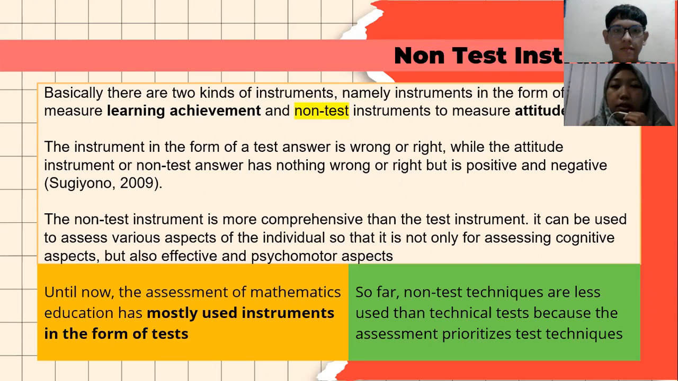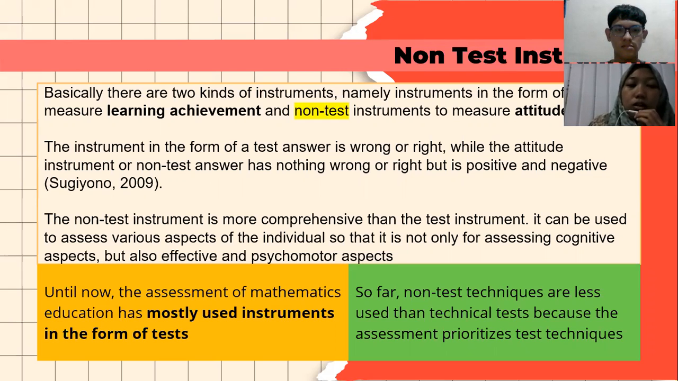Basically, there are two kinds of instrument, namely instrument in the form of a test to measure learning achievement, and non-test instrument to measure attitudes. The test instrument's answer is wrong or right, while the attitude or non-test instrument's answer has nothing wrong or right, but is positive or negative.